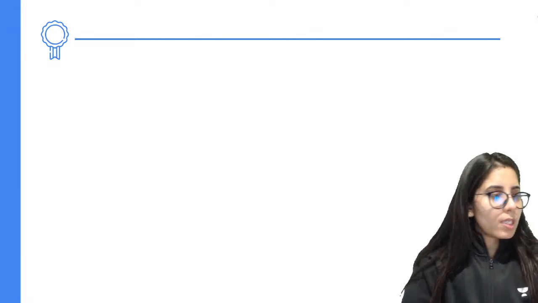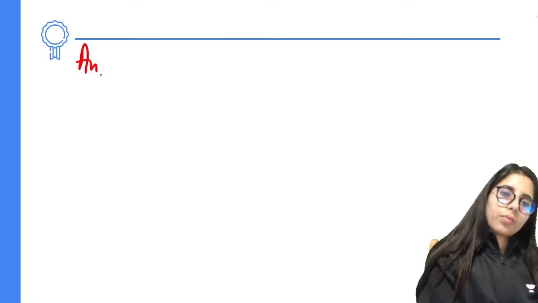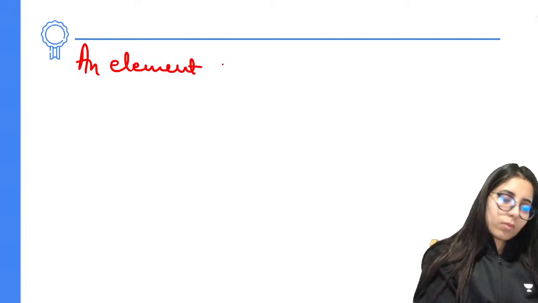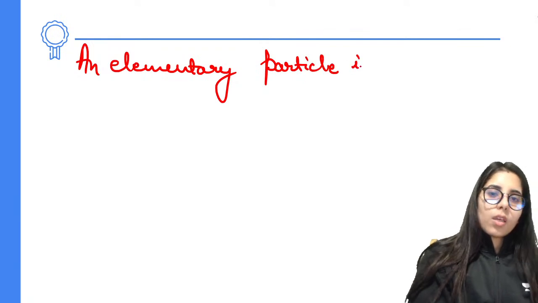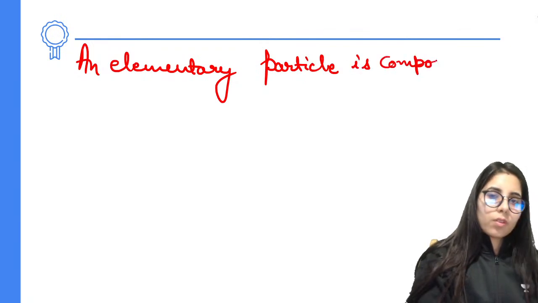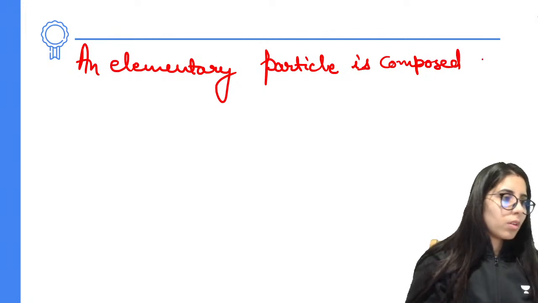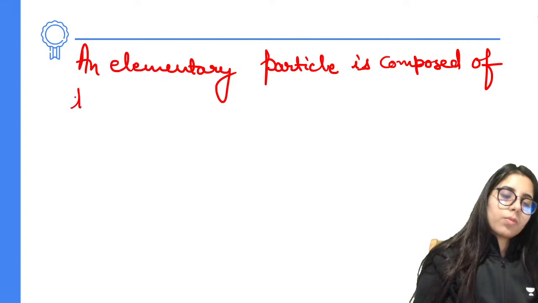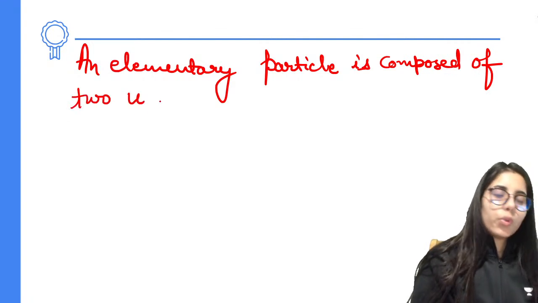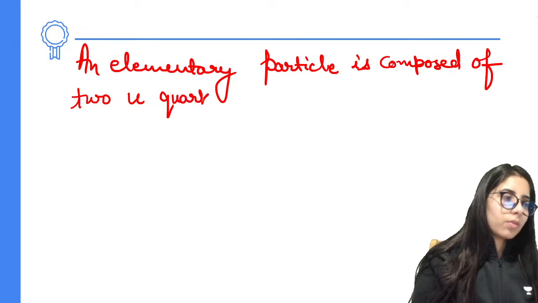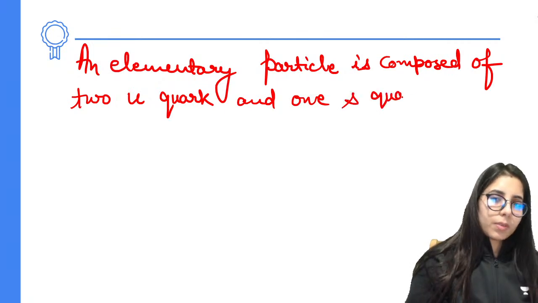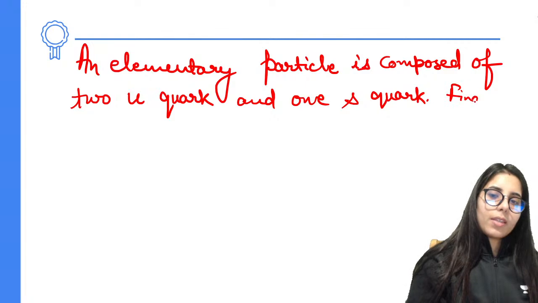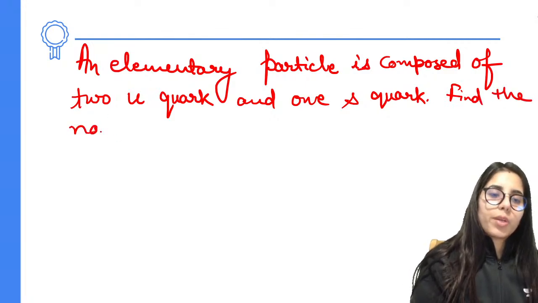Next question is, an elementary particle is composed of two U quark and one S quark. Find the name of the elementary particle.